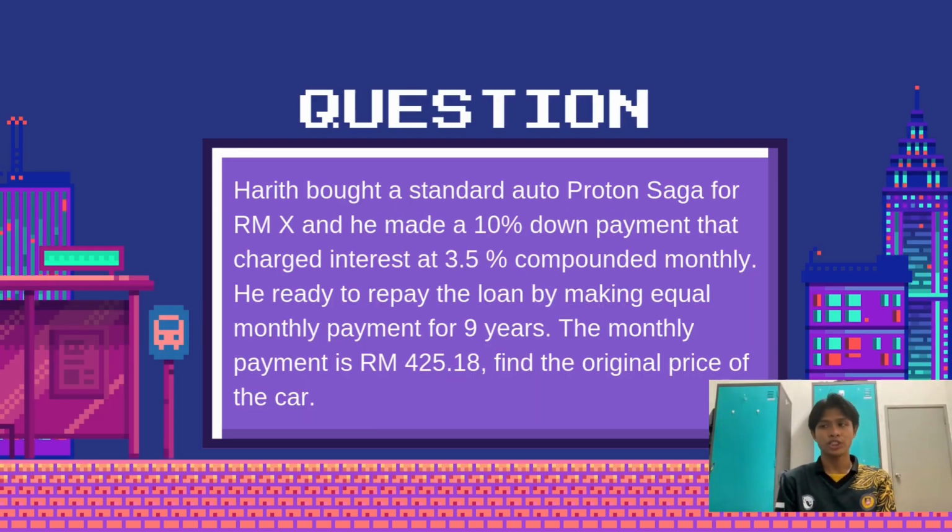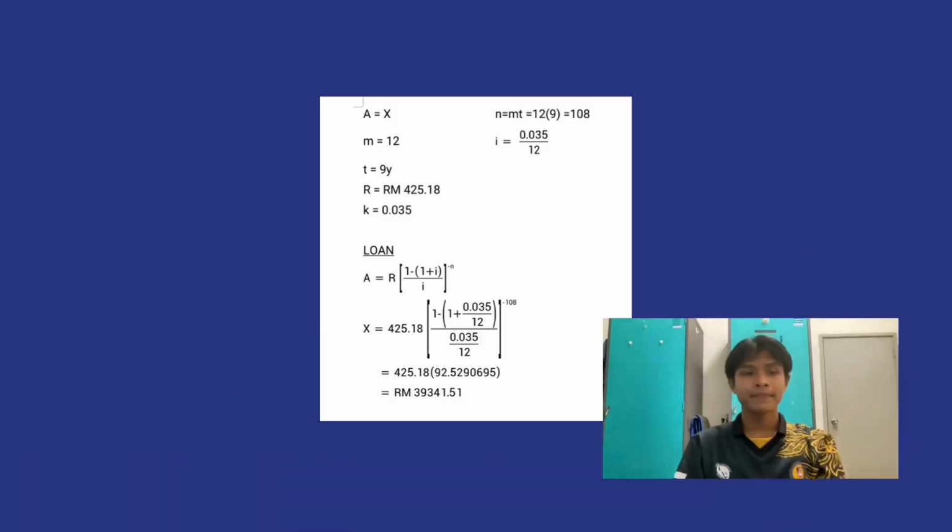For an annuity question: Harit bought a standard auto Proton Saga for RMX and he made a 10% down payment. The loan charged interest at 3.5% compounded monthly. He is ready to prepay the loan by making equal monthly payments for 9 years. The monthly payment is RM425.80. Find the original price of the car.